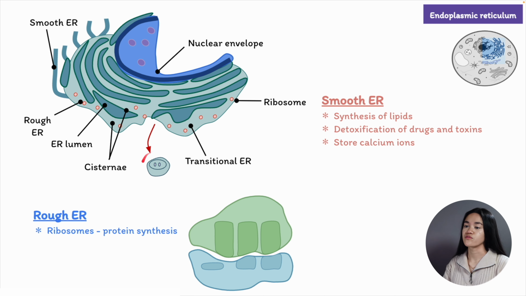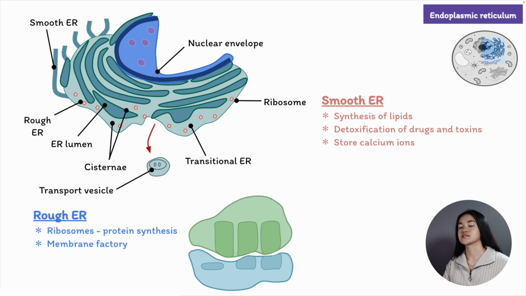Vesicles that transport from one section of the cell to another are called transport vesicles, which we'll discuss in a second. Another function of rough ER is it serves as a membrane factory for the cell, growing in place by adding membrane proteins and phospholipids to its own membrane.